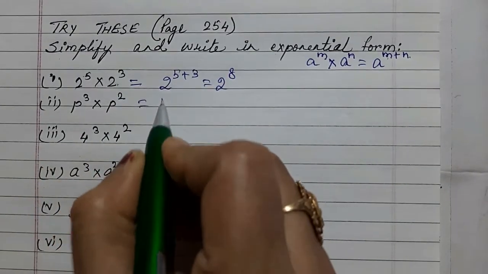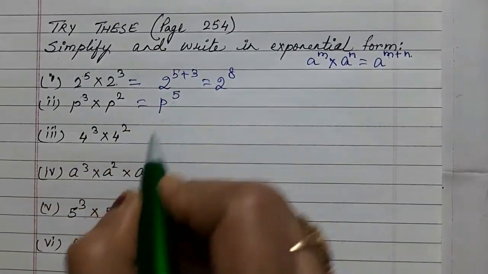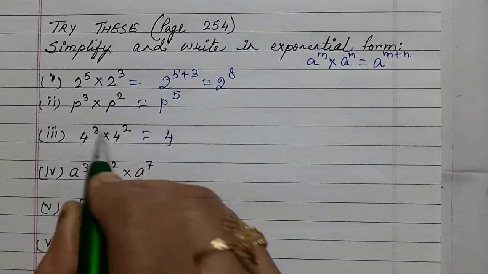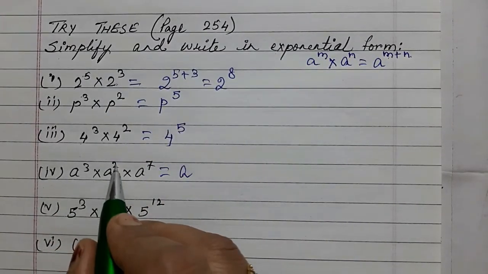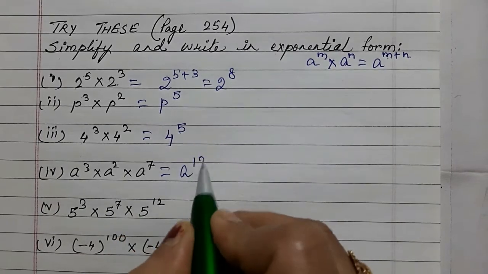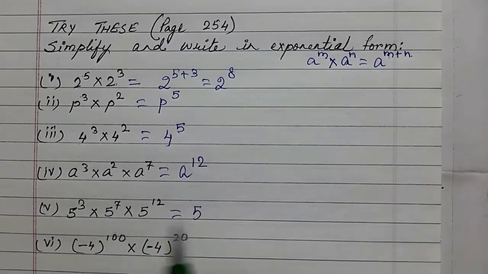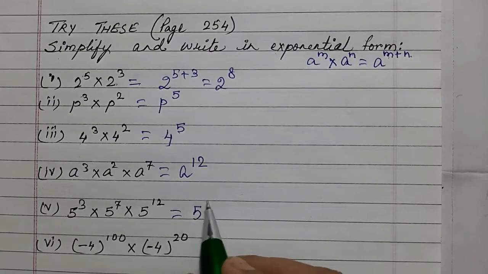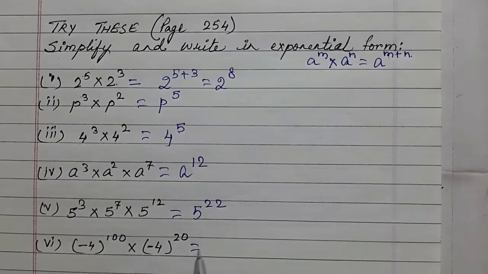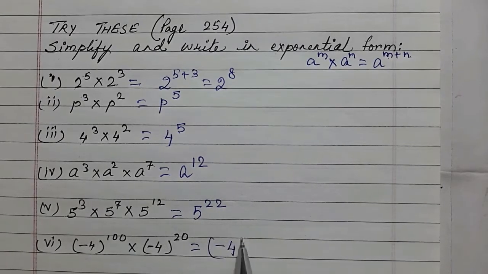Next one, p to the power 3 plus 2 is 5. 4 to the power 3 plus 2 is 5. a to the power 3 plus 2 is 5, plus 7 is 12. 5 to the power 3 plus 7 is 10. 10 plus 12 is 22. Minus 4 to the power 100 plus 20 is 120.